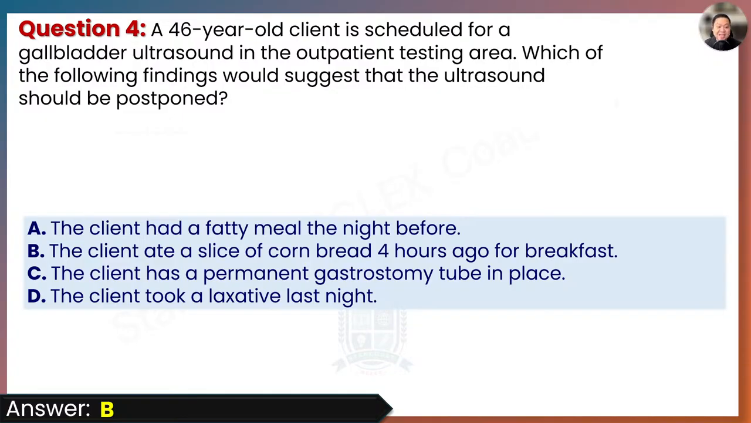And letter C, the client has a permanent gastrostomy tube in place. Well, having a gastrostomy tube does not interfere with the ability to perform a gallbladder ultrasound, and this condition would not require the ultrasound to be rescheduled unless there were other complicating factors such as infection or maybe drainage. The presence of a gastrostomy tube alone is not an issue for the ultrasound, so you can eliminate this as well.